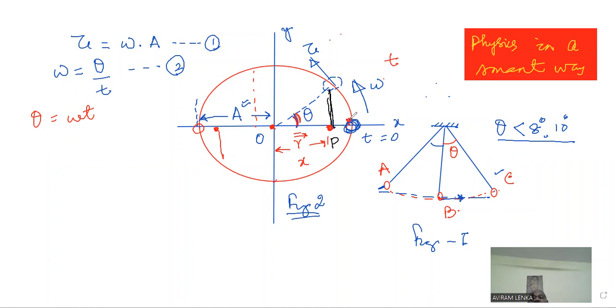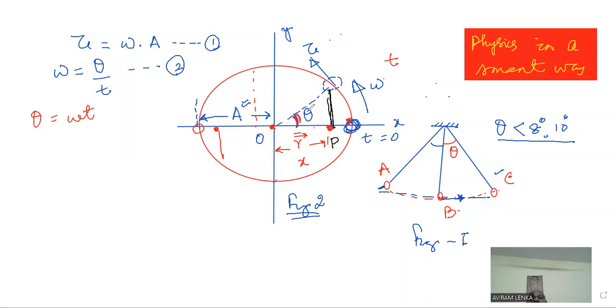The body starts from here, the foot of the perpendicular, not the body. You must be able to differentiate. By the time t has passed, the foot of the perpendicular starts from this point and has arrived at the point P. So its position from the origin is the position vector, or you may say that is the x position. Both of them are the same.